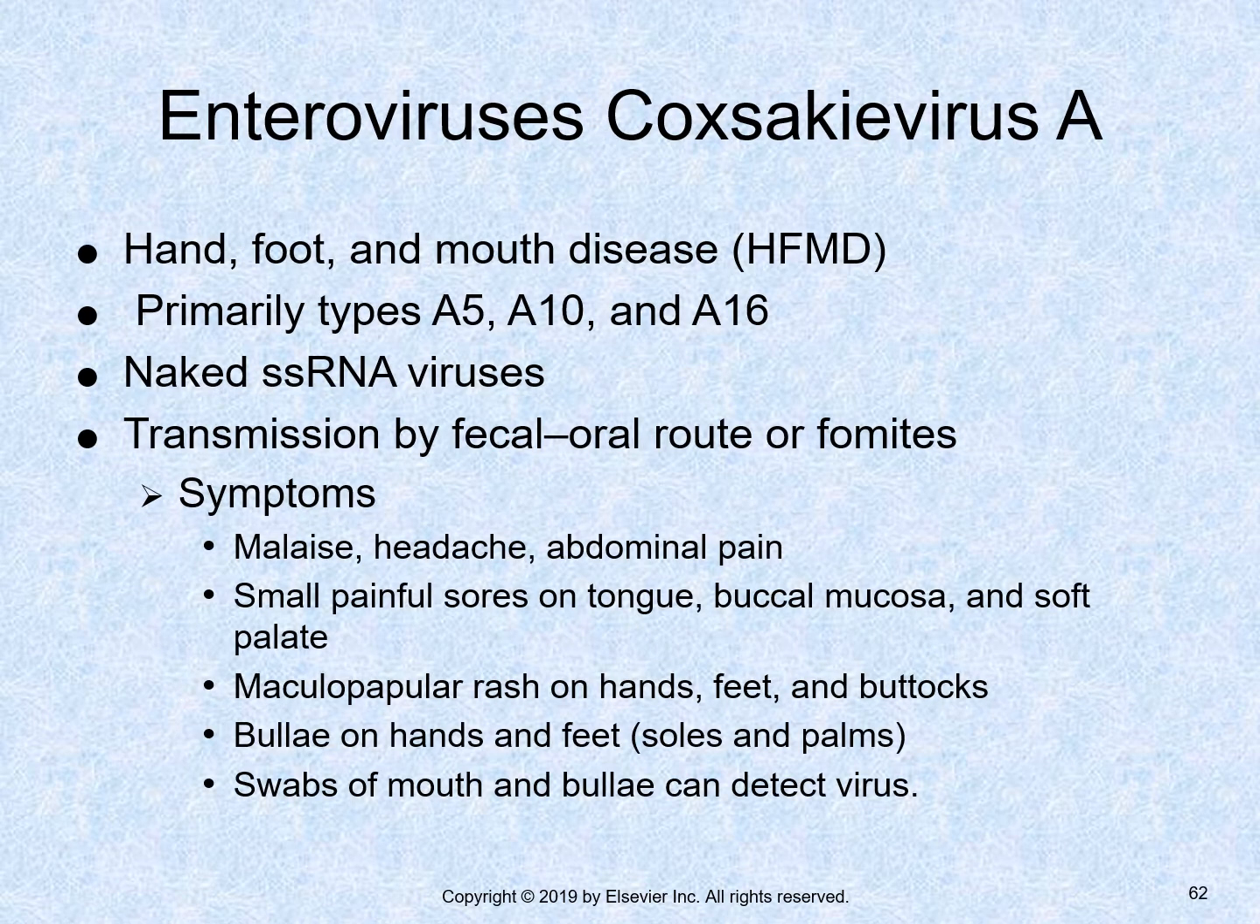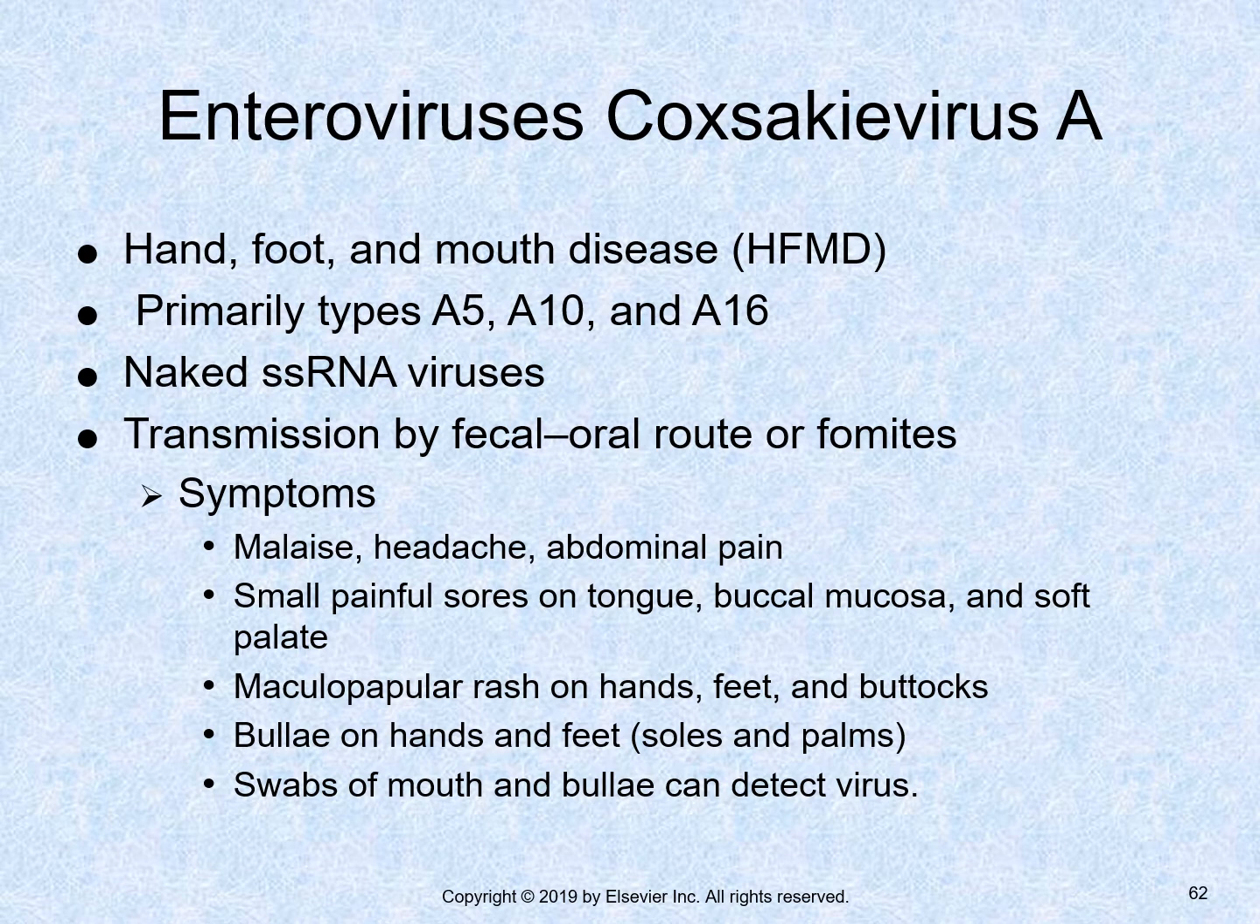A disease that you may have heard of, hand, foot, and mouth disease, is caused by the enterovirus Coxsackie virus A. It's caused primarily by types A5, A10, and A16. Coxsackie virus A is a naked, single-stranded RNA virus that's transmitted via the fecal-oral route or on fomites.